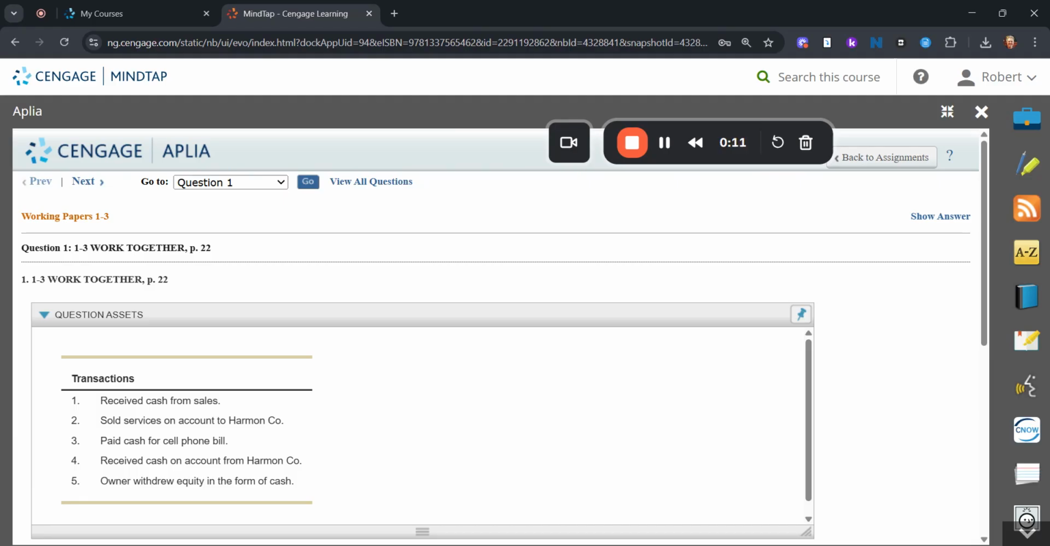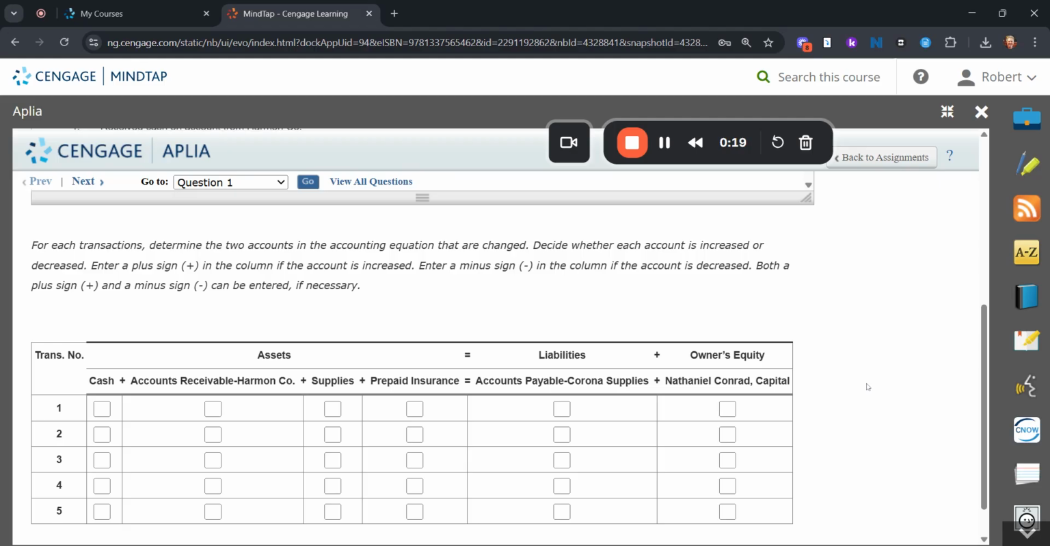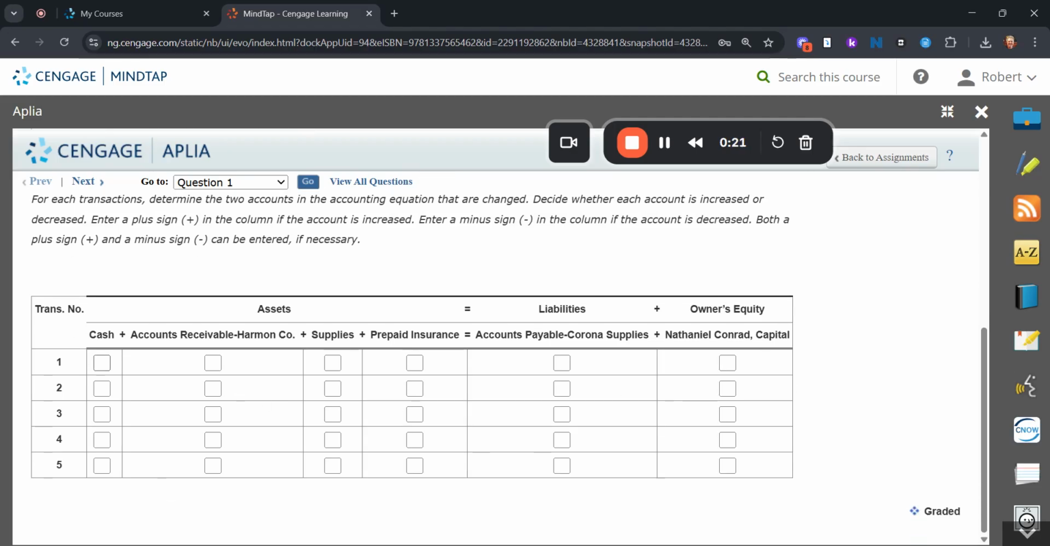Okay, here we have the 1-3 work together. Now, instead of just having columns for assets and liabilities, we're going to have specific account columns to put our plus and minus signs in.